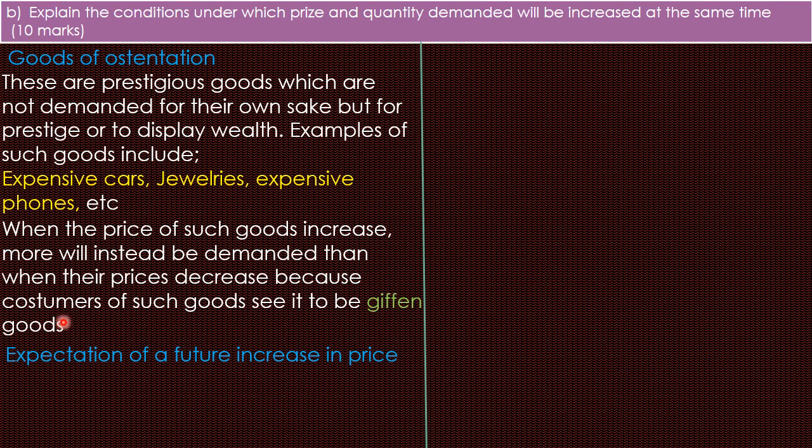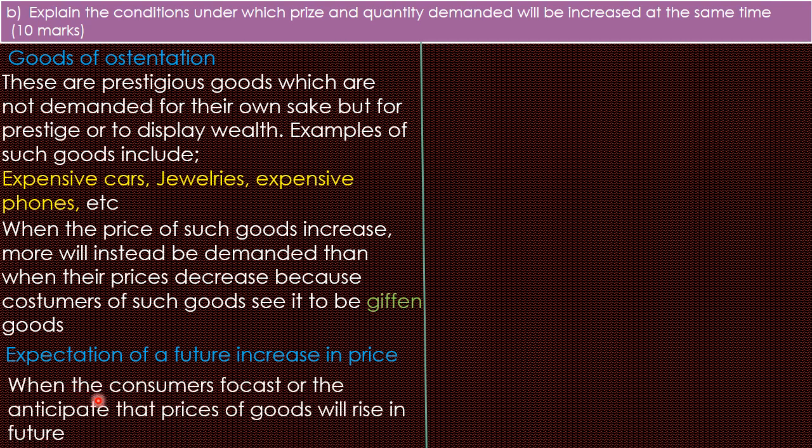Then friends, the next point we are going to see is the expectation of a future increase in price. For instance, let's look at the price of Maggi. The price of Maggi now, I'm sure it's about 900 francs for a packet, right? If you expect that in about a year's time, or in months' time, the price is going to increase, what do you do, guys? You're going to buy enough Maggi and stock it in your house, when you expect that the price is going to increase.